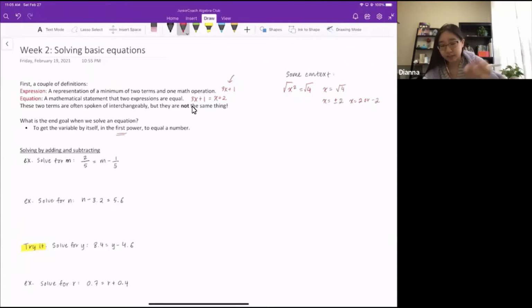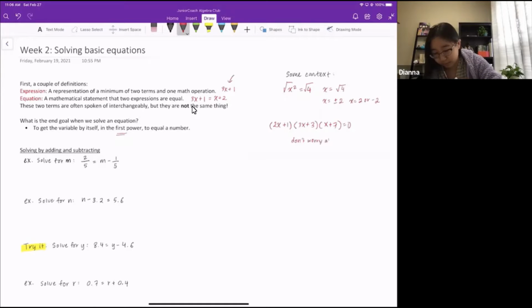And then in the future, you'll be solving very complicated equations, maybe in a form like this. So let's say I had 2x plus 1, 3x plus 3, x plus 7 equals 0. And then you'll be asked to solve this whole thing. So how do you do that? Well, understanding this lesson will help you with those future classes, but this is not important. We're not going to be doing these complicated ones today. So don't worry about these.